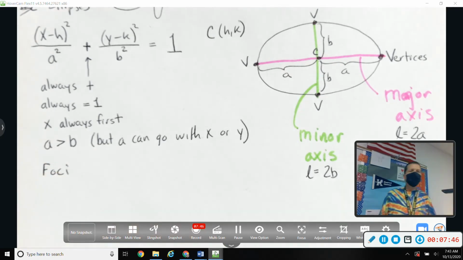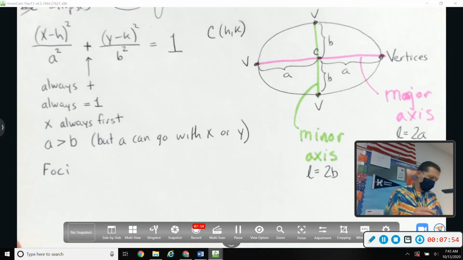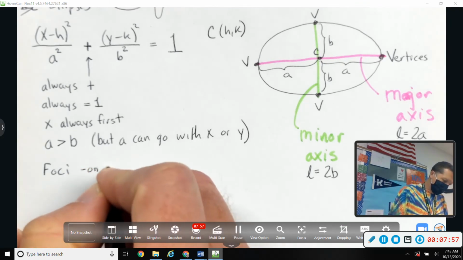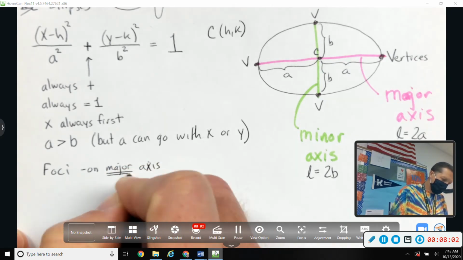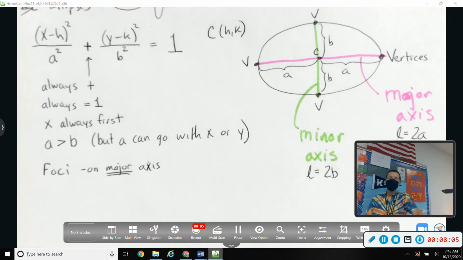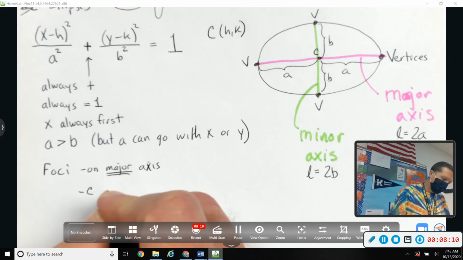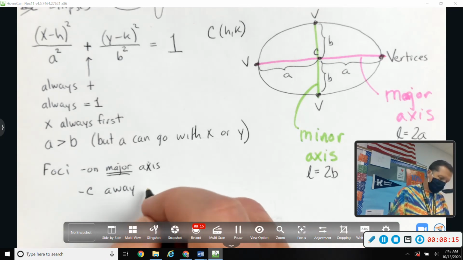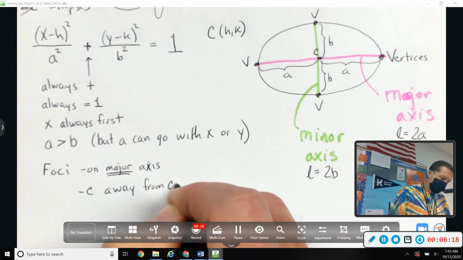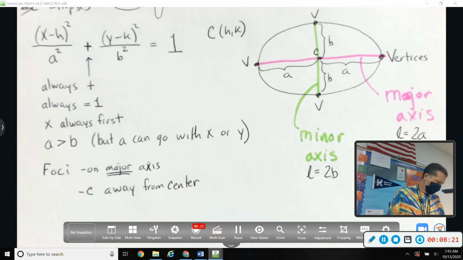All right, an ellipse has foci. Again, I don't think you've done ellipses before. So foci are on the major axis. Not on the minor axis, but on the major axis. And they are C away from the center. So we got A, B, and C going on in this picture. C away from the center.